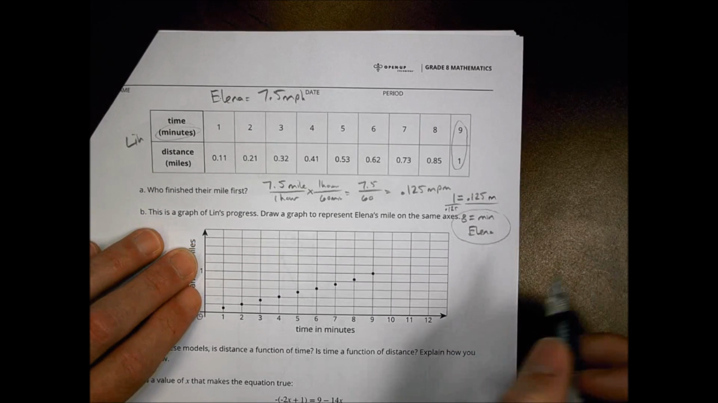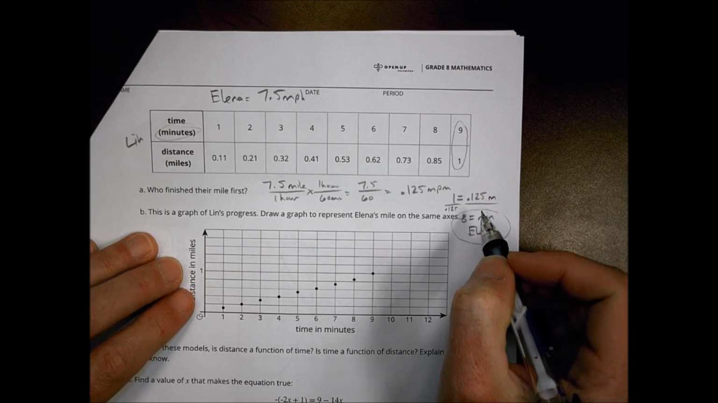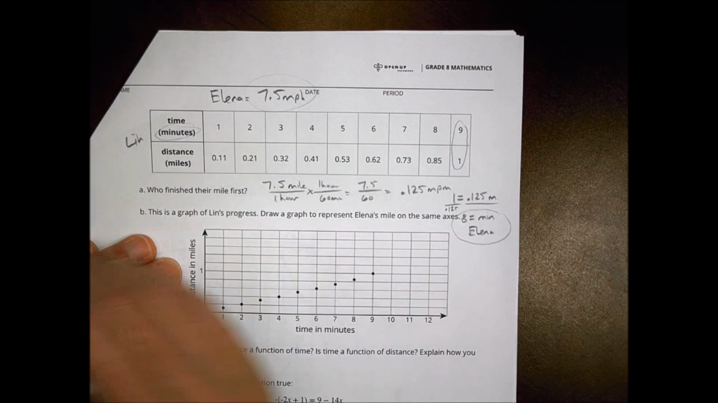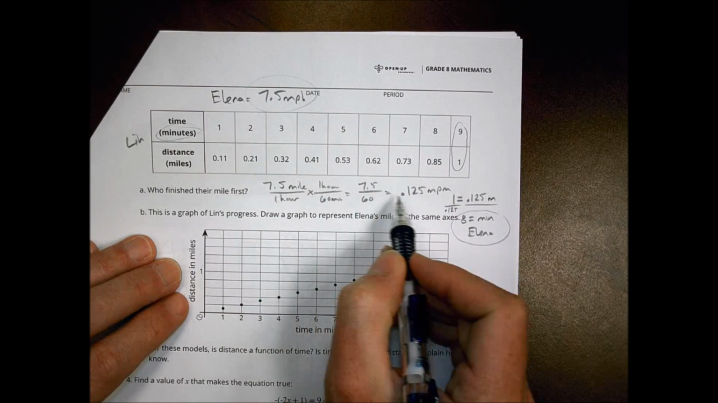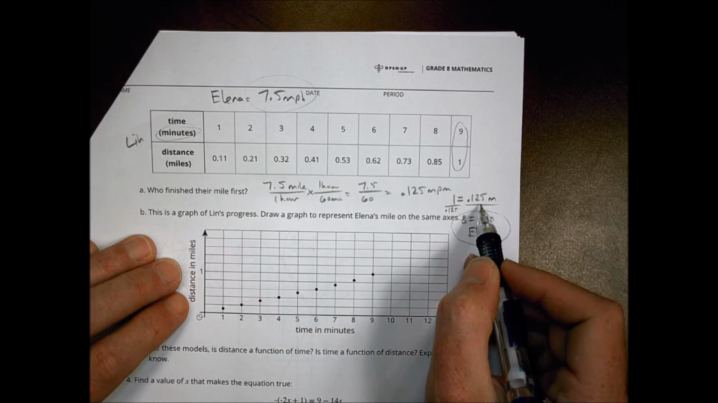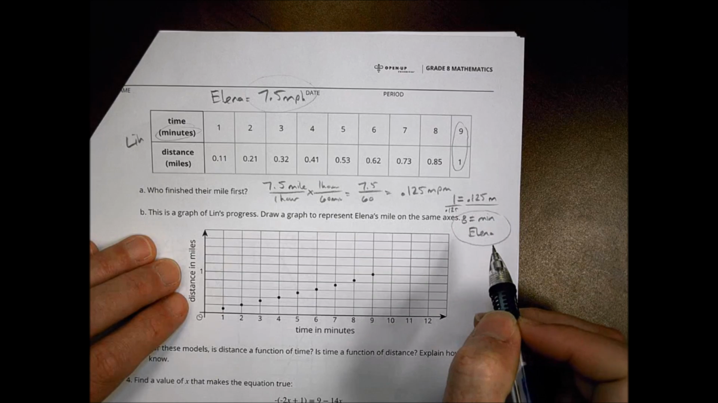So a couple extra steps there to figure that out. We were given 7.5 miles per hour, but you had to convert that into miles per minute, and then set that up as an equation to find out how long it takes her to run 1 mile there. This is a graph of Lynn's progress.